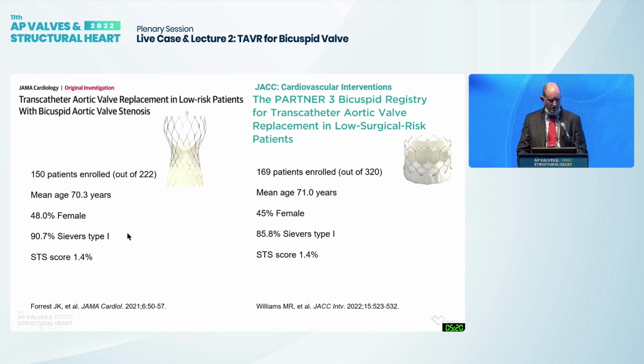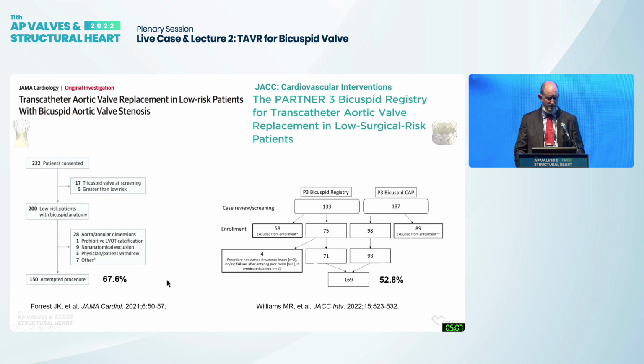And they both enrolled about 150 to 200 patients. Very similar patients, 70 years old, a little less than half female, about 90% Sievers 1, low STS score. So similar looking registries. Importantly, only about 50 to 70% of patients who were screened got in the registry. So when you look at bicuspid data, it's highly selective.